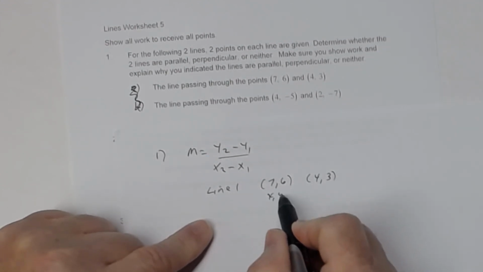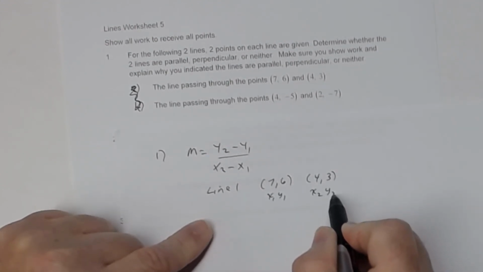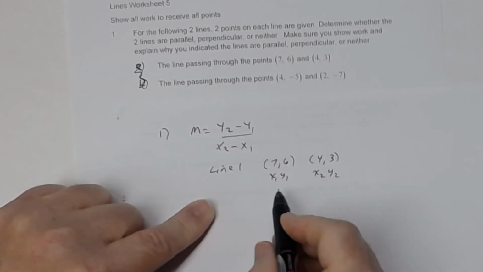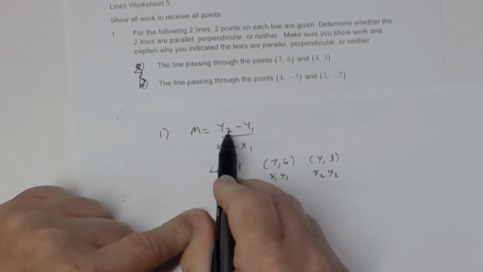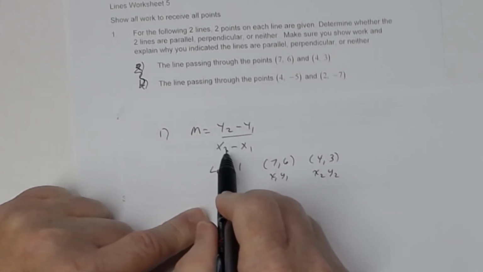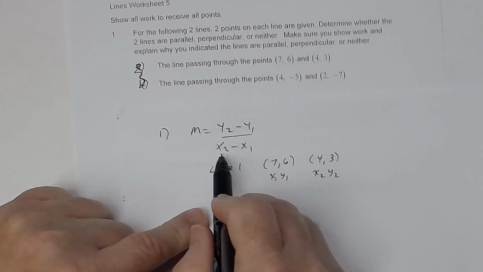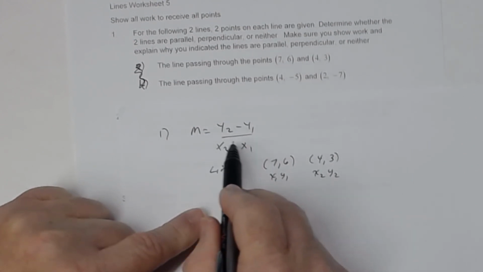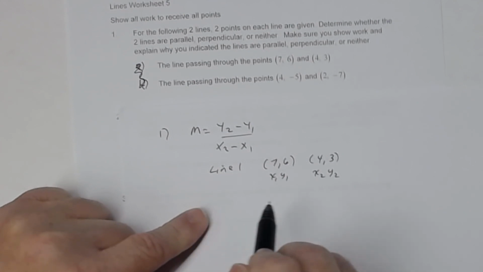So let's call this x1, y1. This will be x2, y2. All right, so remember, if you put y2 first, you have to put x2 first. So always keep that in mind. So the order in which you write the denominator does matter.